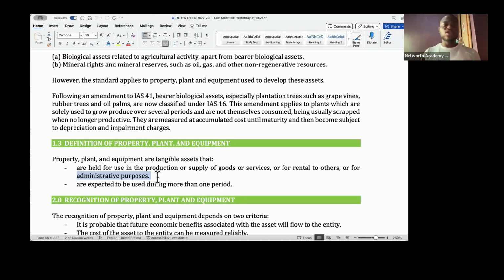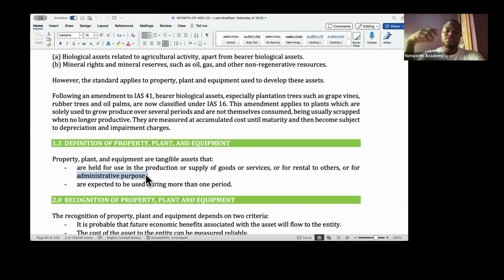These are admin. So all of these items, imagine in an office where there is no air condition, or in an office that they don't have tables and chairs to sit in, it will distort their operation. They won't be able to work. So these tangible assets are going to be PPE if they are holding it for use for any of these three that I've mentioned: production or supply, rentals to others, or for administrative purposes. These are most likely going to be a PPE.